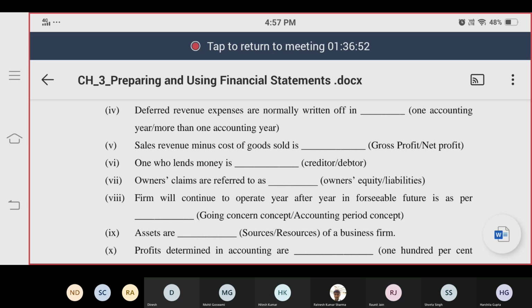Yes, ma'am. It is gross profit. Very good, Ratnesh. Very good. Thank you. Okay. Then one who lends money is the creditor or debtor.